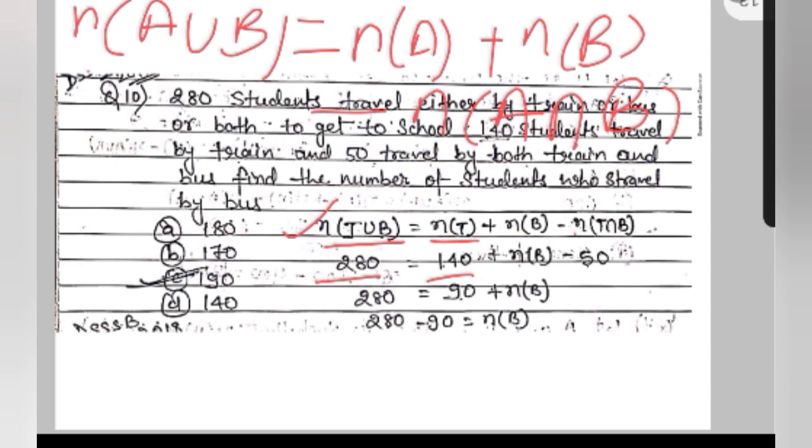The number of elements in A union B is always equal to the number of elements in set A plus the number of elements in set B minus the number of elements in A intersection B. So substituting the values, 280 is equal to 140 plus the number of students in the bus B minus the number of students who travel by both, that is 50. So 140 minus 50 is 90. So 280 is equal to 90 plus N of B. To calculate N of B, 280 minus 90 gives 190, which is the correct answer.